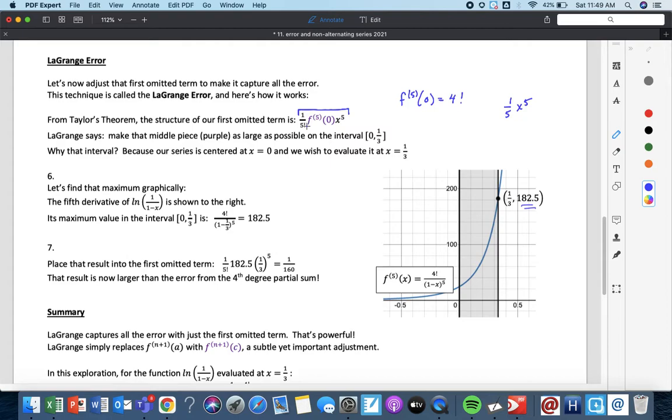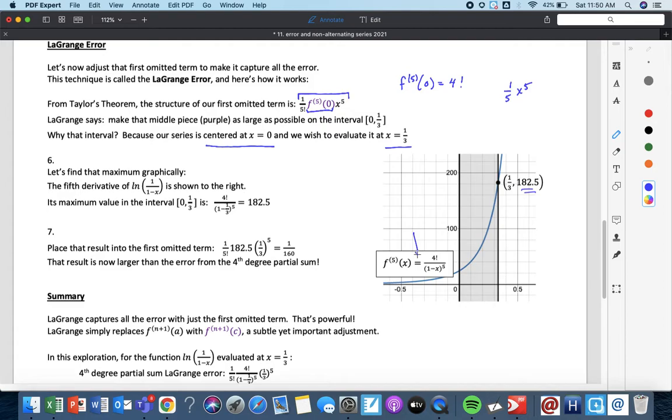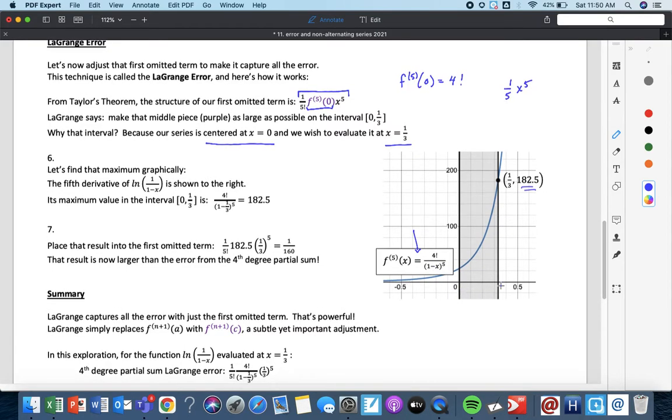But what we're going to do now is take that expression and change where we evaluate this fifth derivative. And we're going to look for the largest value of that in the interval 0 to 1/3. Now, why that interval? Well, the series is centered at 0, and we're evaluating this function at 1/3. So we're going to look in that interval and find where the fifth derivative is as large as possible. So here is the fifth derivative as an expression. That's just the result of taking the derivative of the ln function 5 times. And I've graphed it between 0 and 1/3.